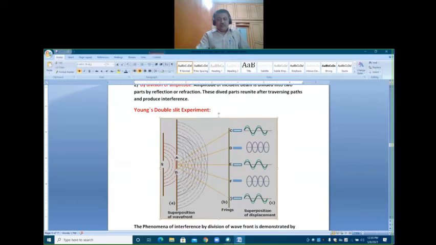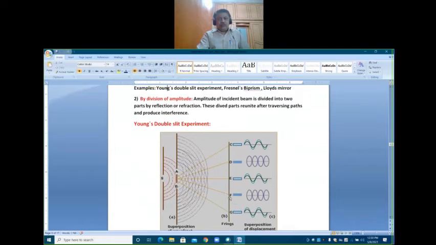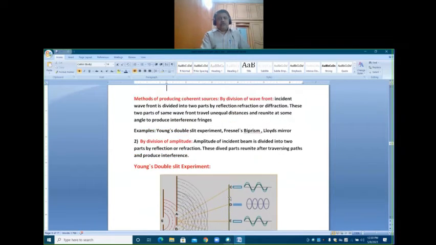And the two methods that we mentioned for producing coherent sources: the first is division of wavefront. The incident wavefront is divided into two parts, either by reflection, refraction or diffraction. These two parts of the same wavefront travel unequal distances, reunite at some angle, and produce an interference pattern. So the basic principle of division of wavefront is that the incident wavefront, the wavefront from the original source, is divided into two parts.